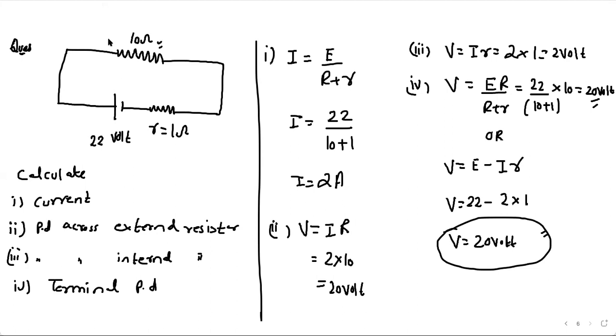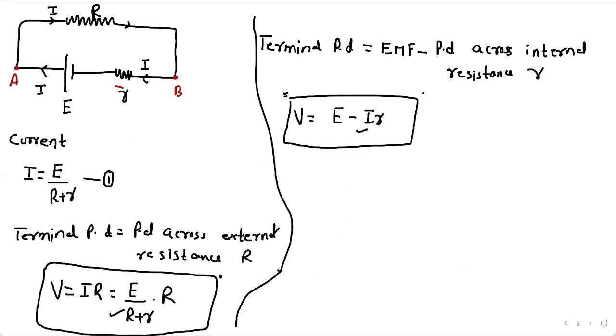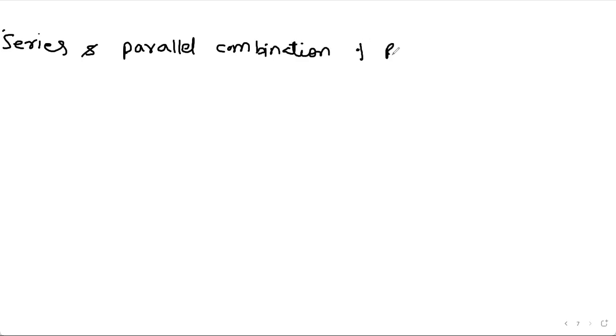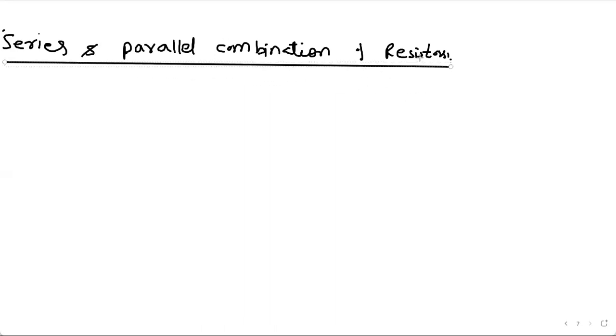Okay. So that was about the terminal potential difference and the EMF of the cell. The next topic is series and parallel combination of cells. No, before cells, there is series and parallel combination of resistors, a major portion of current electricity that we have already completed. So I'm not repeating this topic. We have already completed this with series and parallel combination of capacitors.